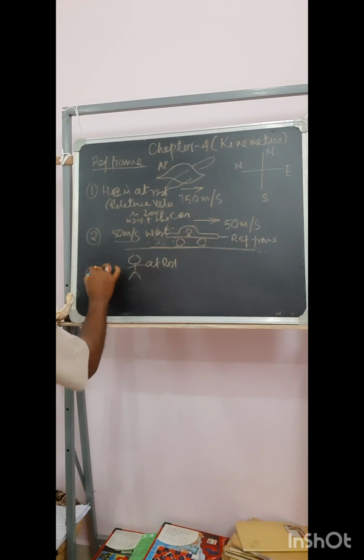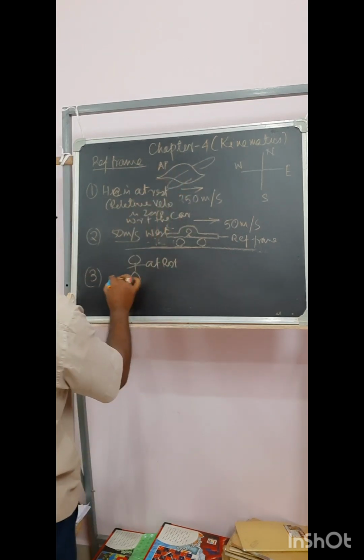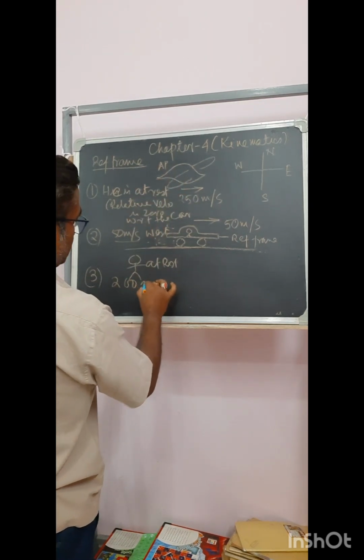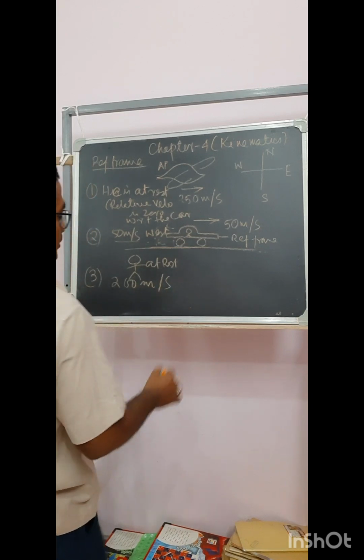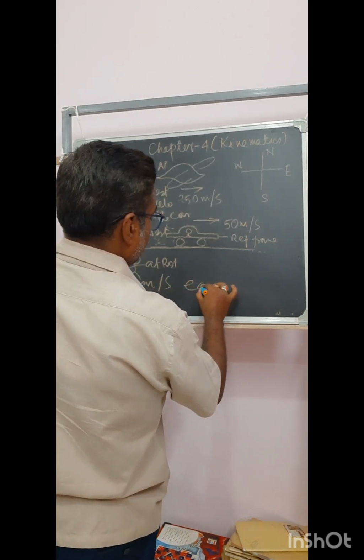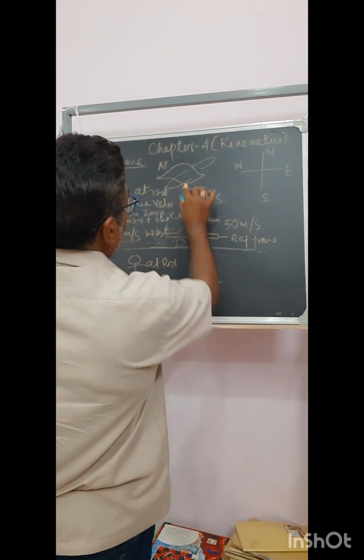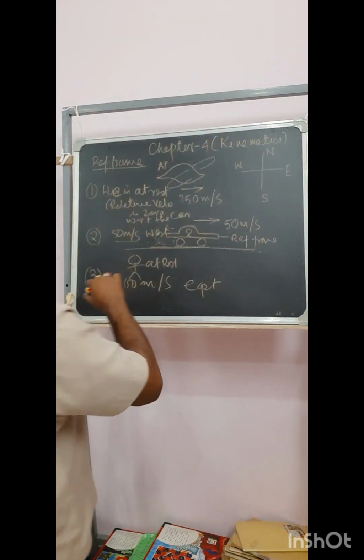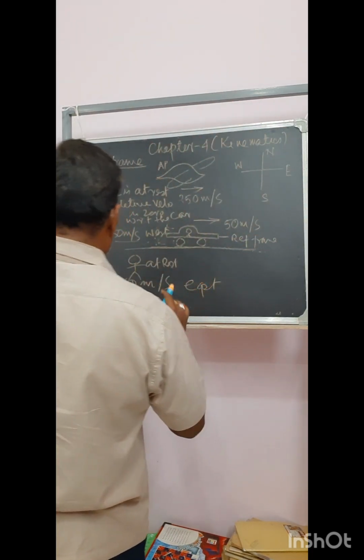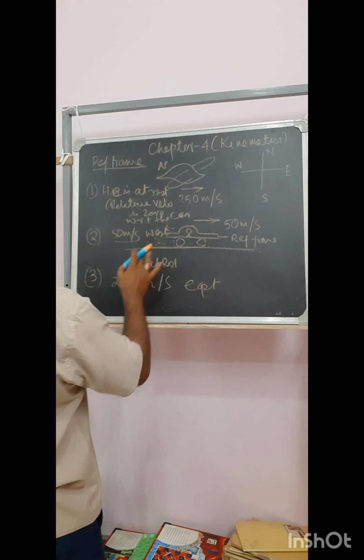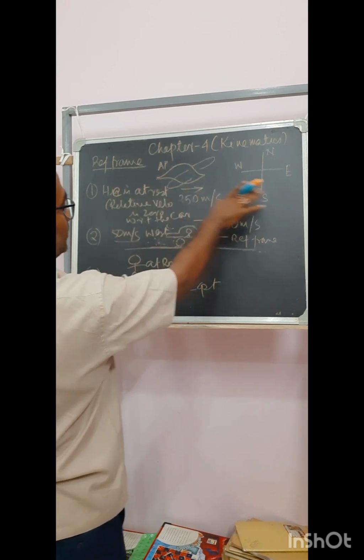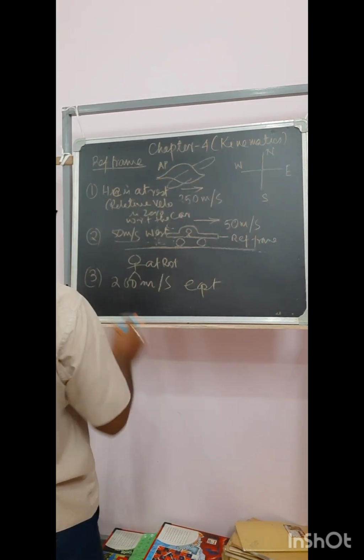Third assumption, if he sees the aeroplane, he will see the aeroplane is moving 200 meter per second east, because the aeroplane is faster than him, so he will not be able to see it going the other side, rather he can see the plane is moving in the same direction.